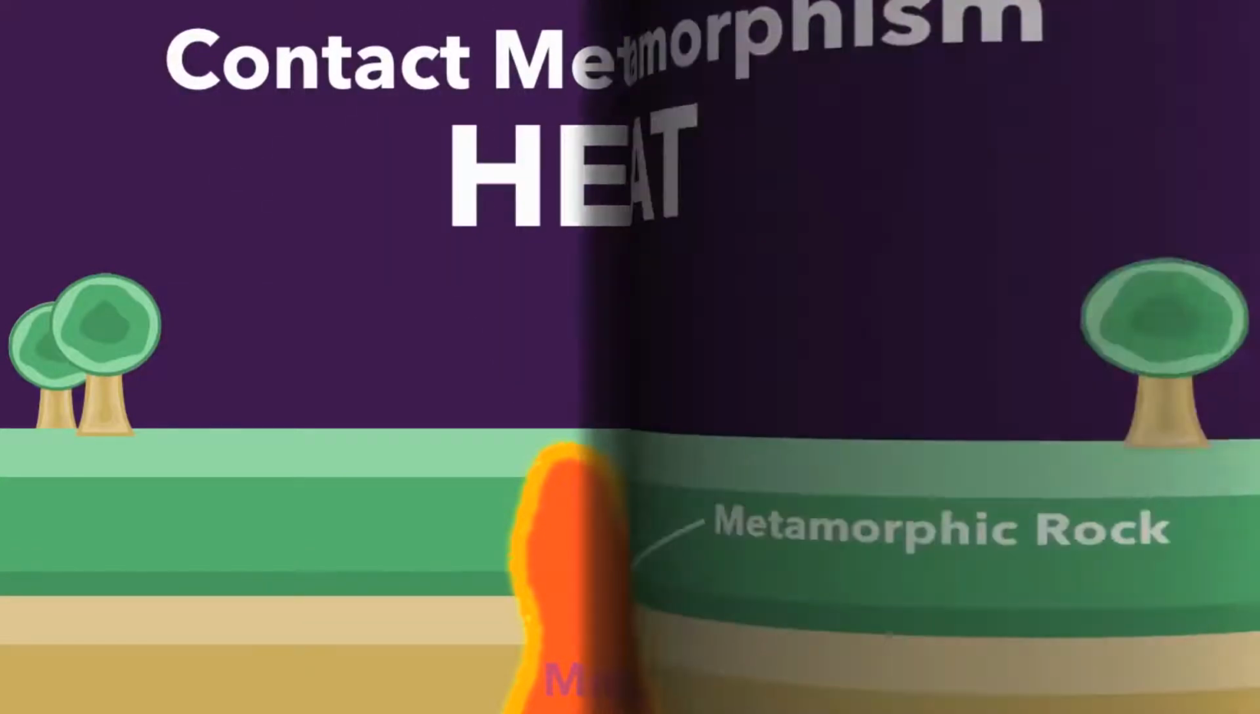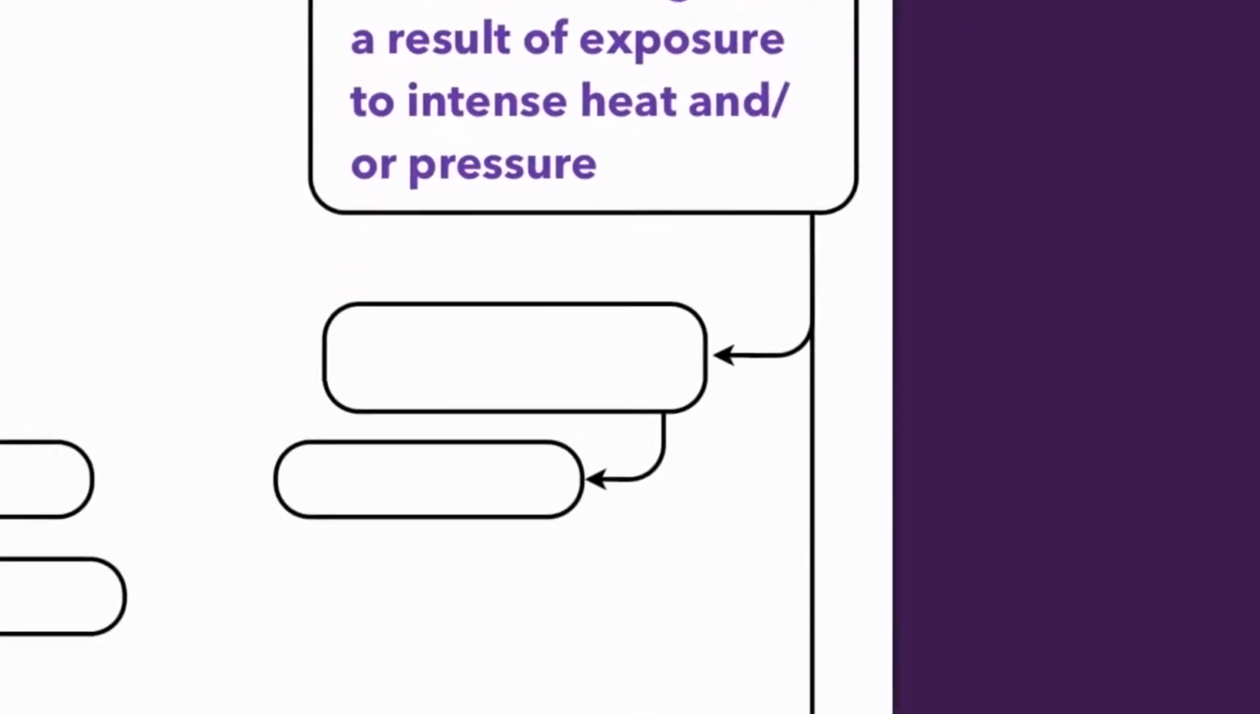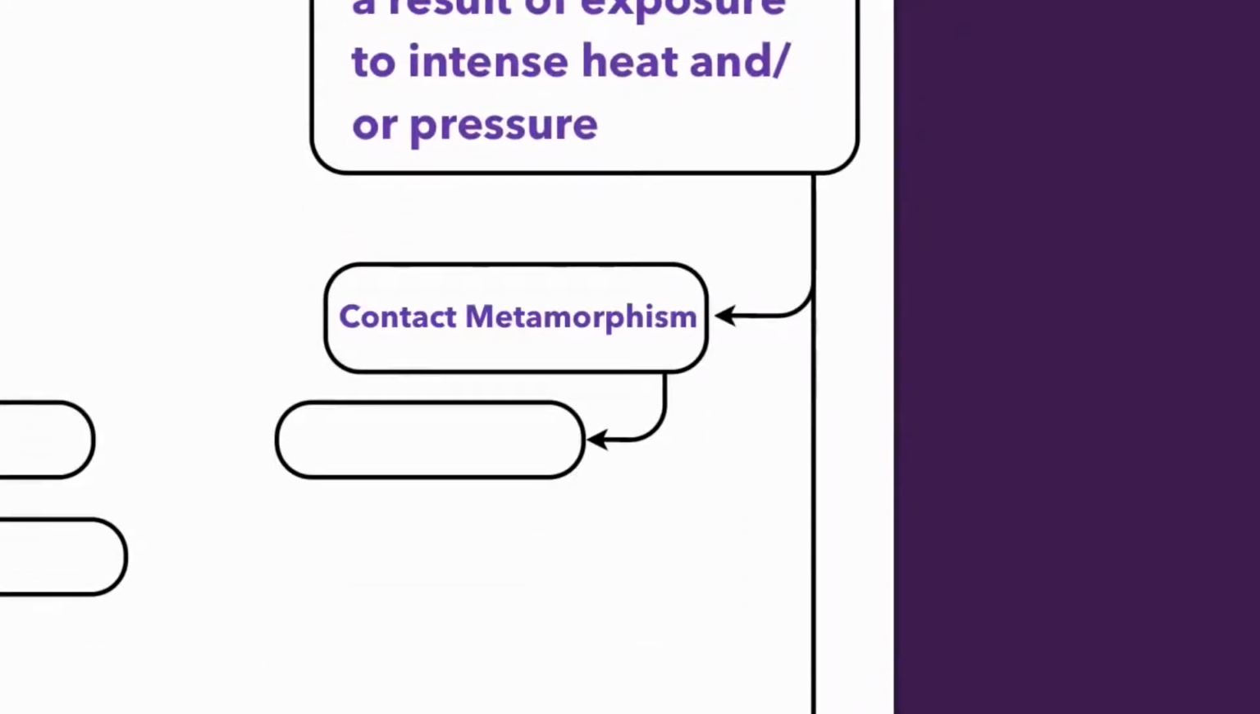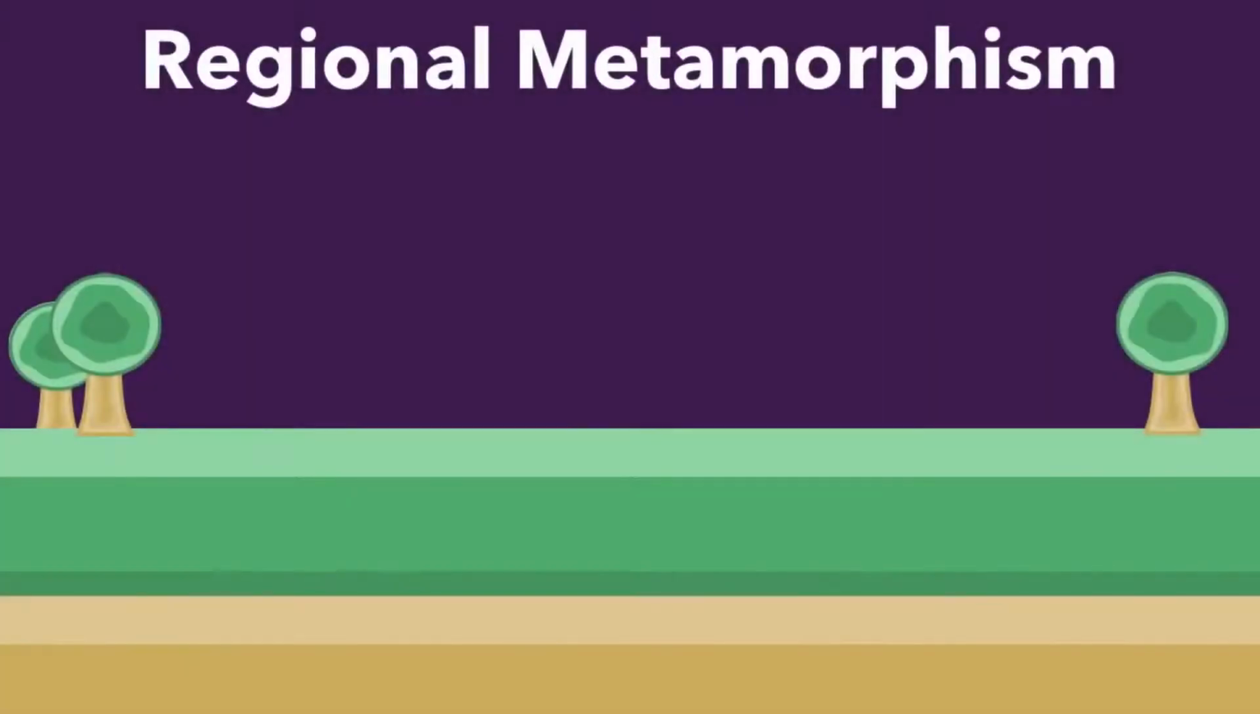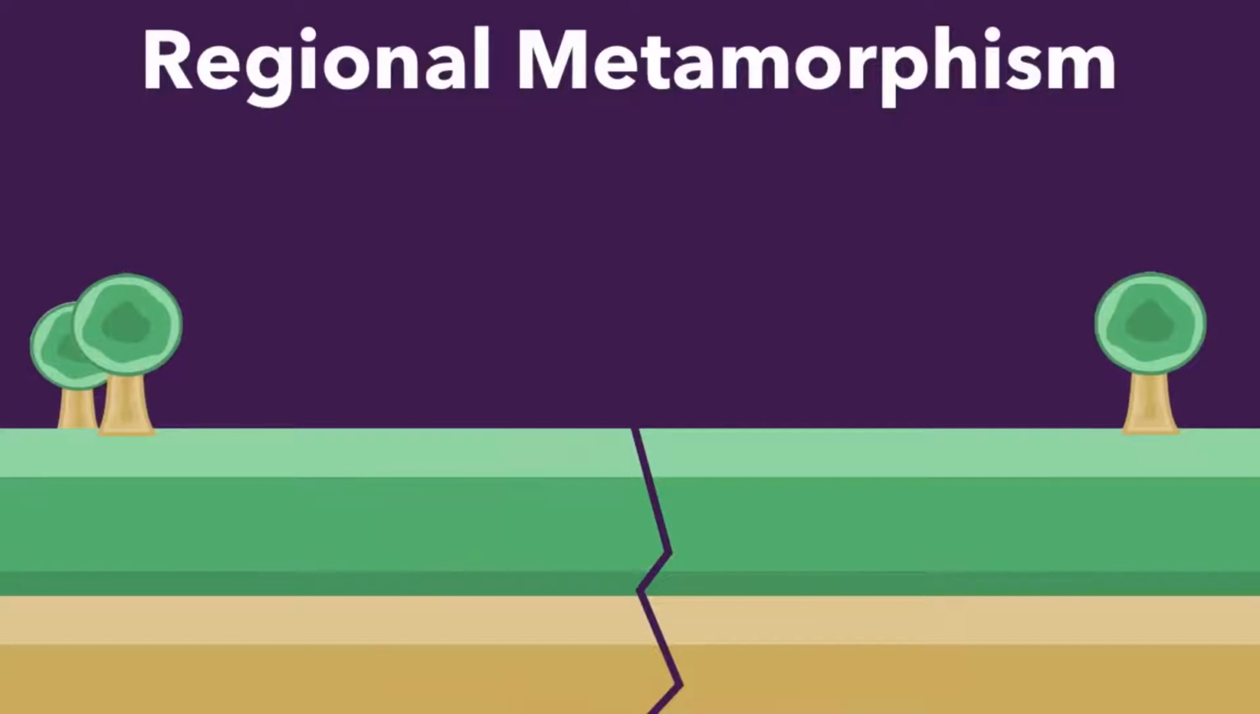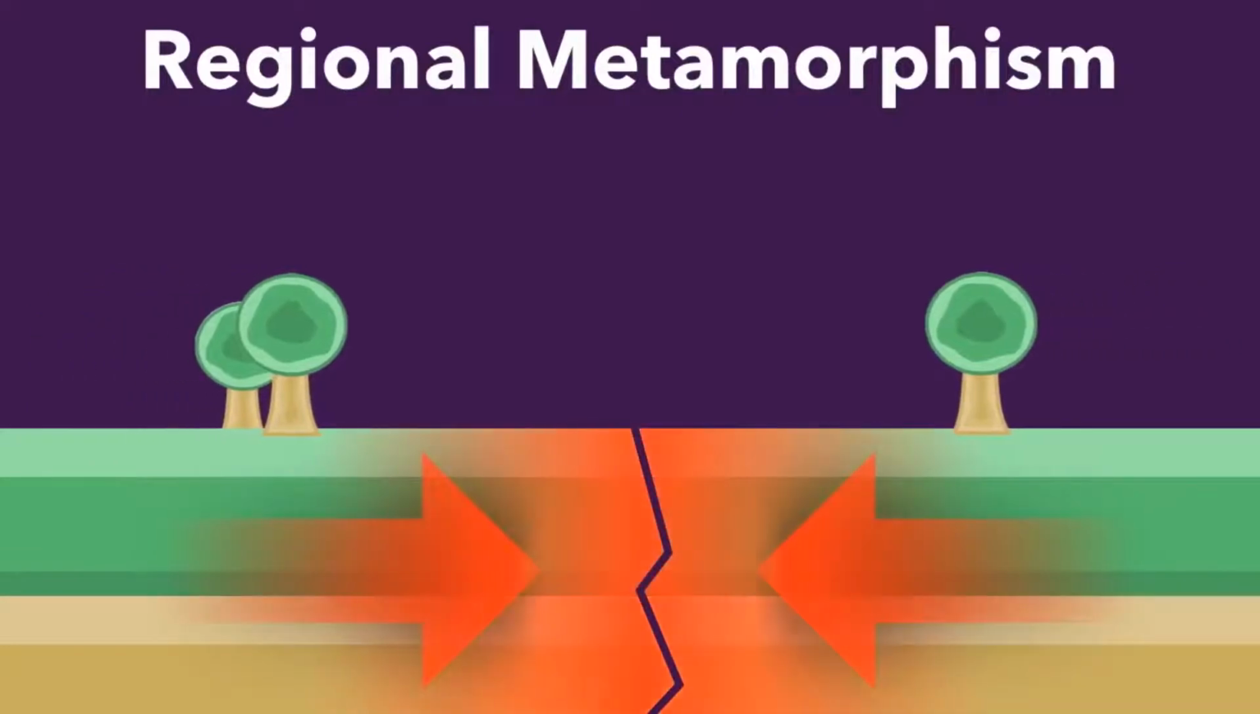Let's fill this in on our flowchart. Okay, so the first type is contact metamorphism, and this is caused by contact with heat. Whenever a rock comes into contact with magma or lava, it is burned or metamorphosized by that heat. But let's talk about the second type, regional metamorphism. Now this one is going to be more from pressure. So let's imagine that I have a plate boundary here, a fault, a crack, and that these two plates are coming together. So it's a convergent plate boundary.